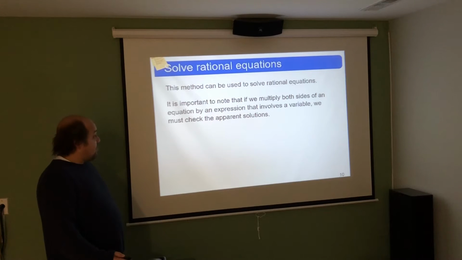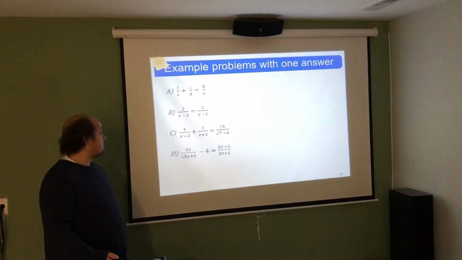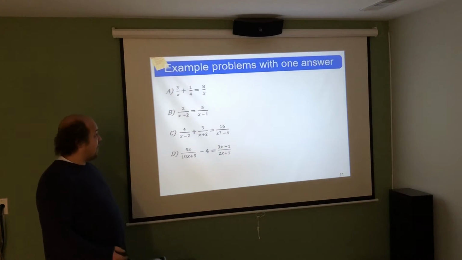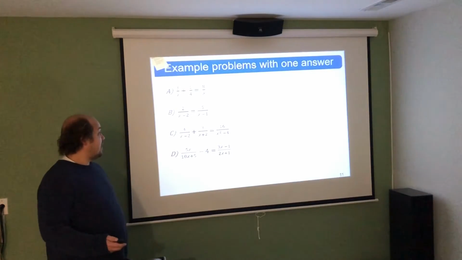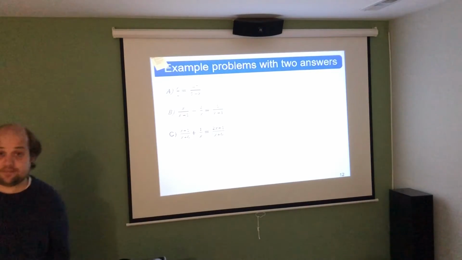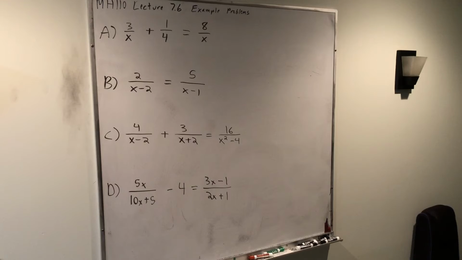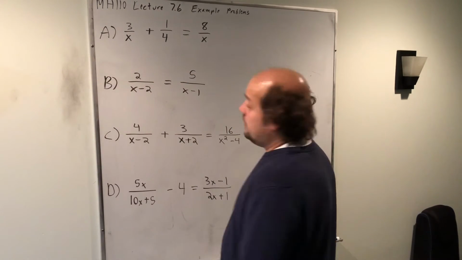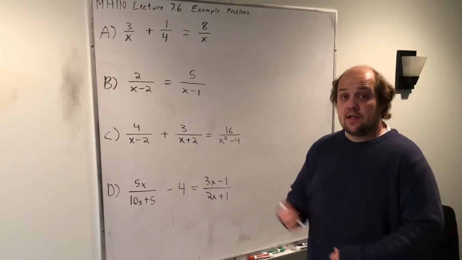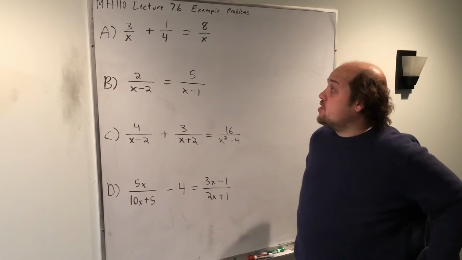It's important to note that if we multiply both sides of an equation by an expression that involves a variable, we have to check the apparent solutions to see if any of them are extraneous solutions. Here are problems that are only going to have one answer that I'm about to do on the whiteboard. And then I'm also going to do problems that would have 2 answers. In each of these problems, our goal is to identify the common denominator and multiply the entire problem by it. That will effectively get rid of all the fractions and let me solve something that doesn't have fractions involved.